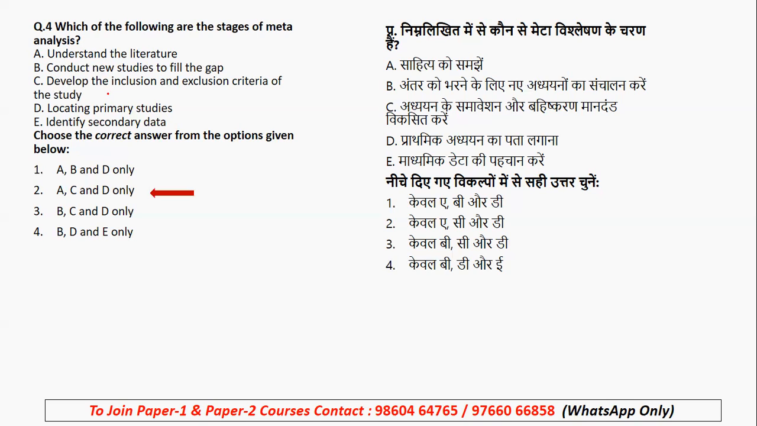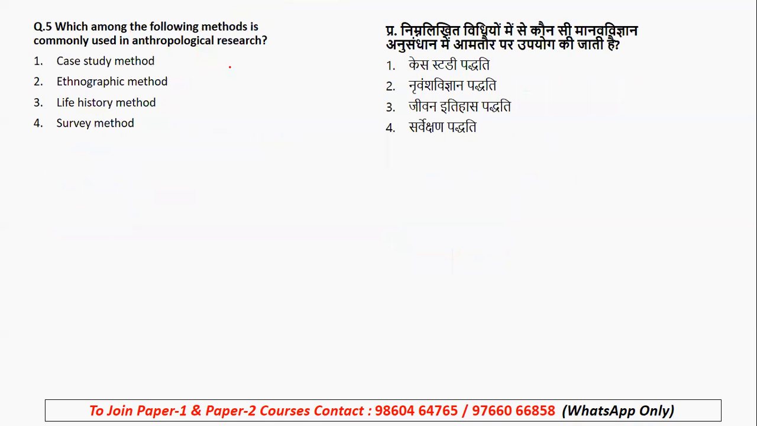Understanding the literature, yes, as I said, it is a part of the quantitative, formal, and systematic approach to research. It develops the inclusion and exclusion criteria, and it locates the primary study. So all these concepts are a part of meta-analysis. Coming to question number 5.